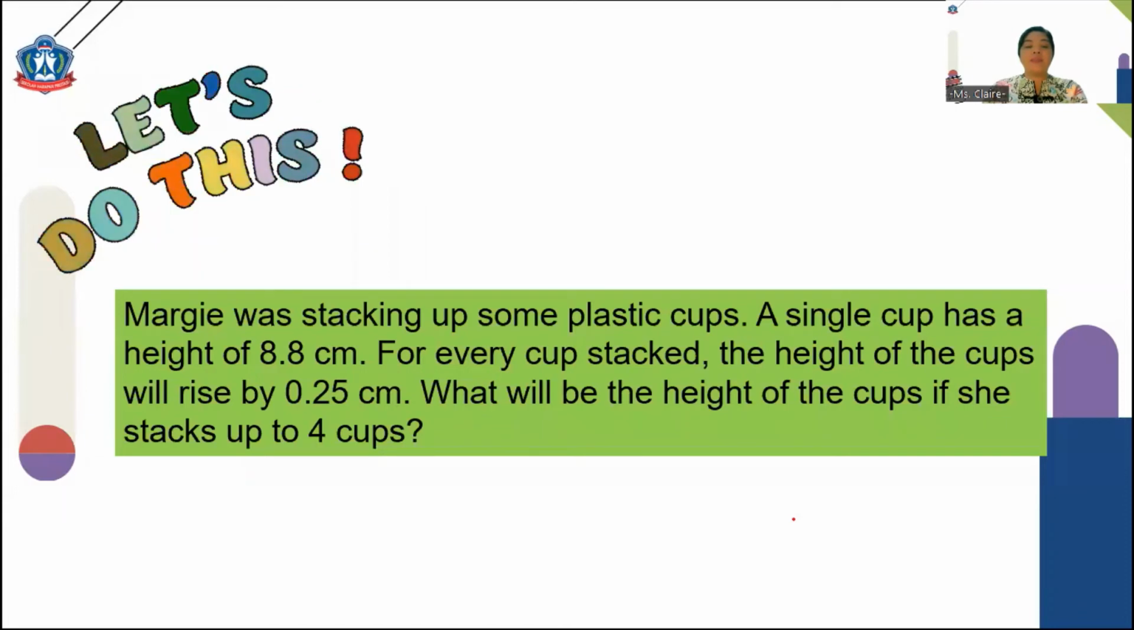Okay, find the answer for this. Margie was stacking up some plastic cups. A single cup has a height of 8.8 centimeters. For every cup stacked, the height of the cups will rise by 0.25 centimeters. What will be the height of the cups if she stacks up to 4 cups? If you know the answer, you can share during our class.